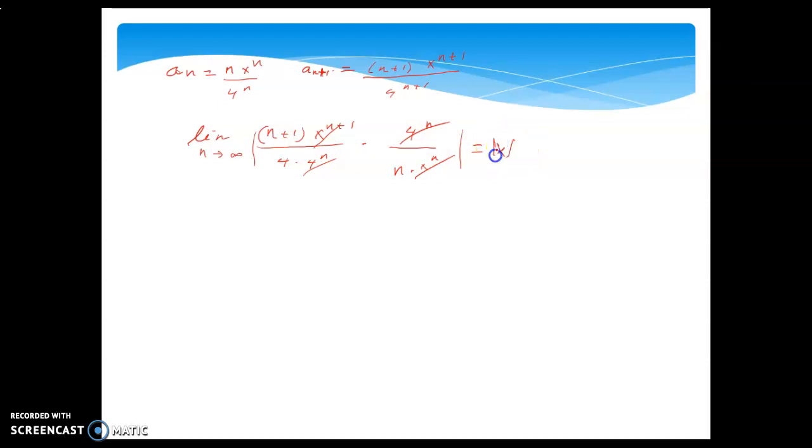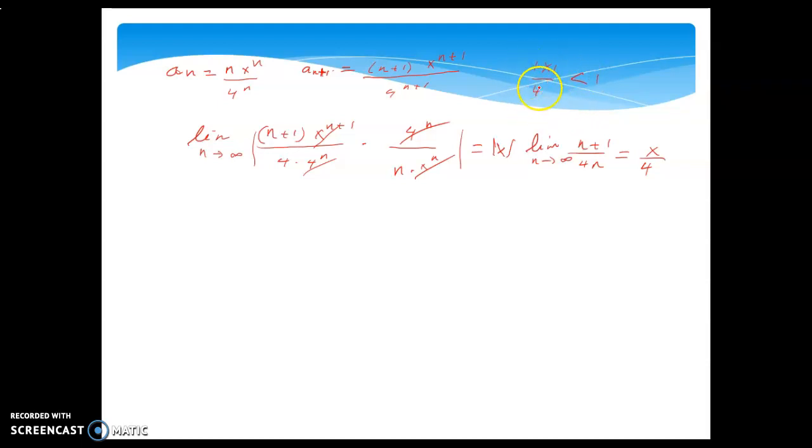So we're going to have the limit as n goes to infinity of n plus 1 over 4n, and that should give me x over 4. So for this one to converge, for convergence to happen, x over 4 must be less than 1.